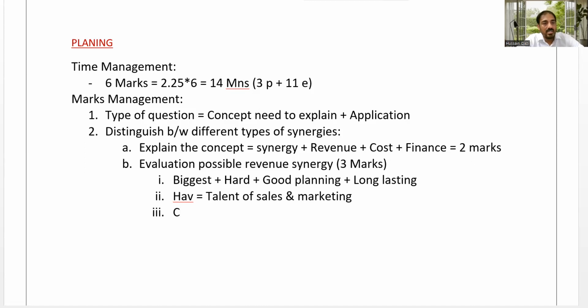Moreover, the research and development of Have company and Strand company, if combined together, will create new innovative products and market them with the talent.